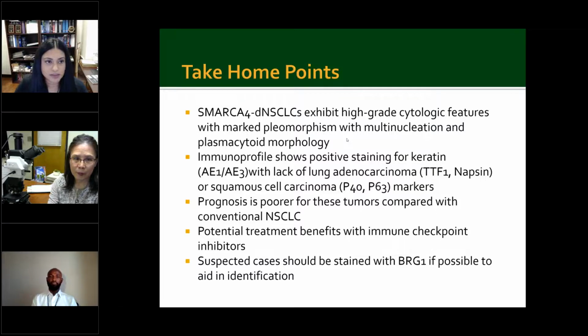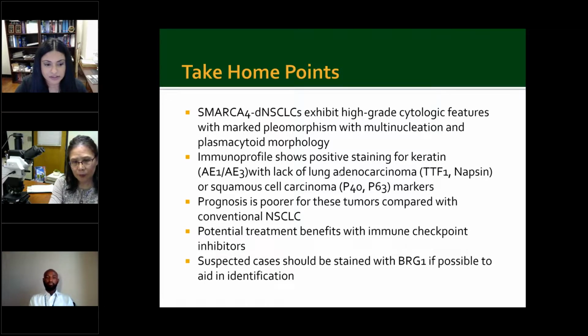So in summary, some of the take-home messages that hopefully you've taken away from this webinar today and might be helpful in your practice is that the SMARCA4 deficient non-small cell cancers exhibit high-grade cytologic features with marked pleomorphism, multinucleation, and plasmacytoid morphology. These tumors have positive staining for keratins, specifically AE1, AE3, and lack specific markers of lung adenocarcinoma or squamous cell carcinoma. The prognosis is worse for these patients. They're more aggressive and they have lymph node metastasis compared to conventional non-small cell carcinomas. The good news is there may be some potential treatment benefits with immune checkpoint inhibitors, and I believe that's an area of active study on the clinical side as well.